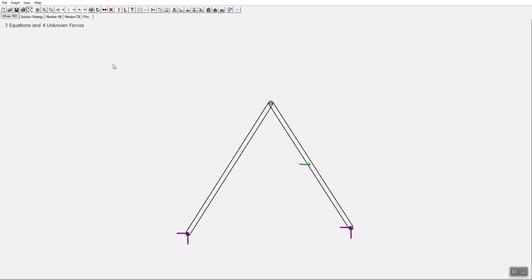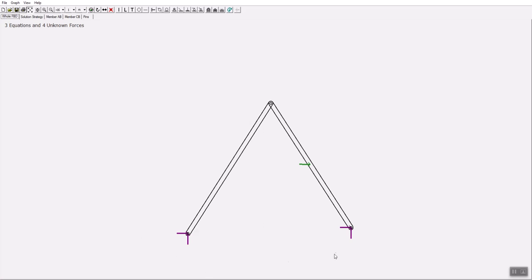This is the free body diagram. I clicked on the whole FBD. And this is the free body diagram. Two forces coming from the pin on the right, two forces coming from the pin on the left. So there are three equations and four unknowns.